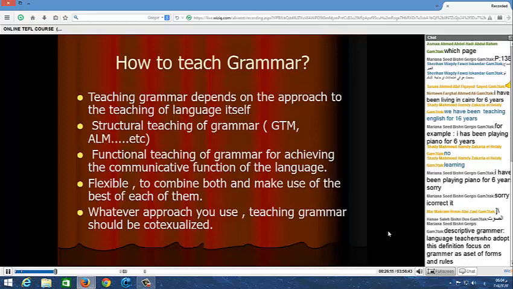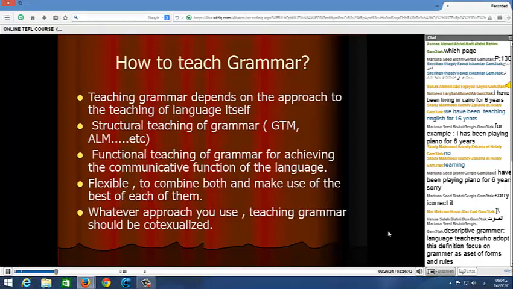This is on page 140. I don't know whether it's 140. So the teaching of grammar, the way we teach grammar, depends on our objective of teaching the language in general.